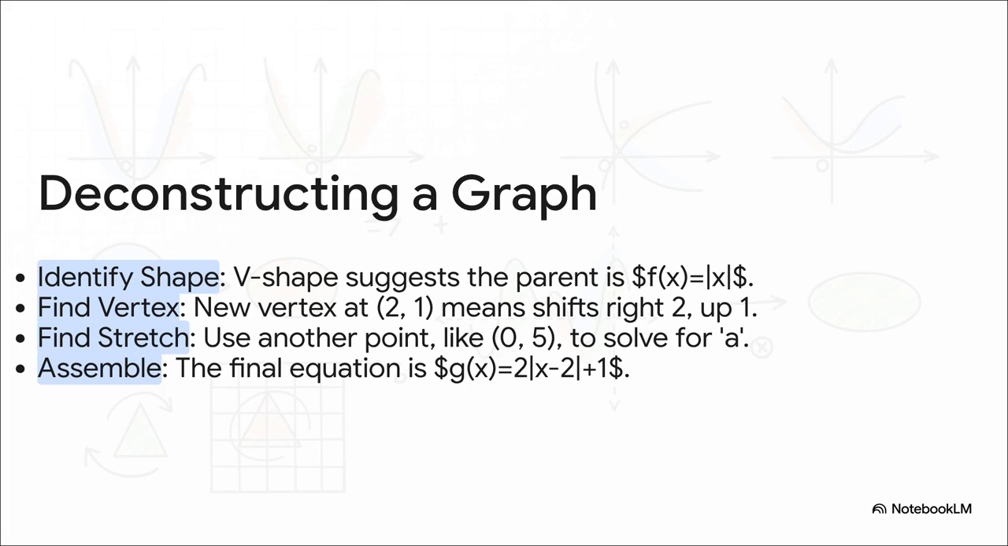First, what's the shape? It's a V, which just screams that its parent is the absolute value of x. Second, where's the new vertex, the point? It's at 2, 1. That tells us our shifts, right 2 and up 1. The final clue is the stretch. We just need to find one other clean point on the graph, like 0, 5, plug those numbers into our equation and solve for A, the stretch factor. And just like that, we've cracked the code.